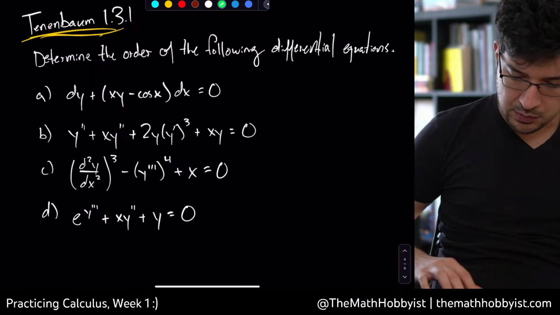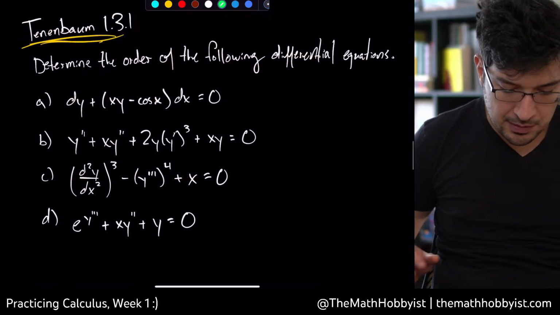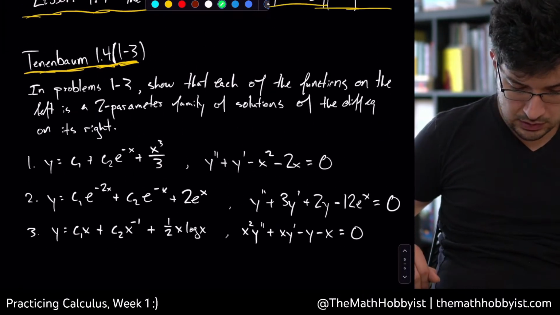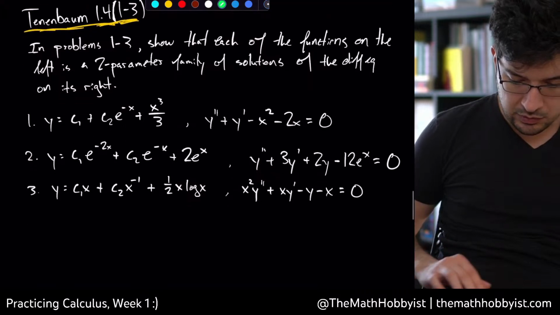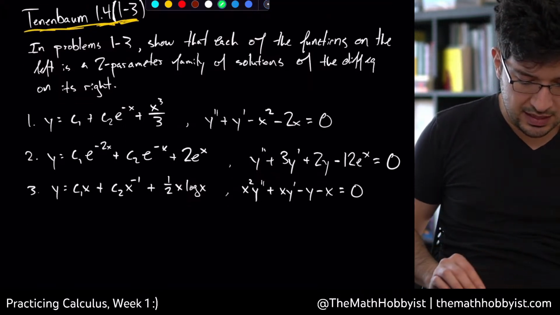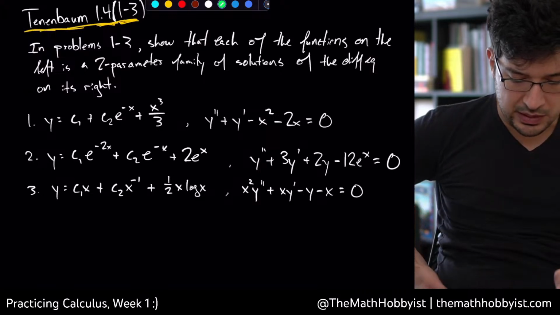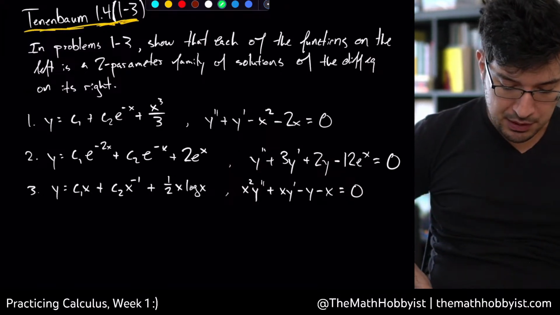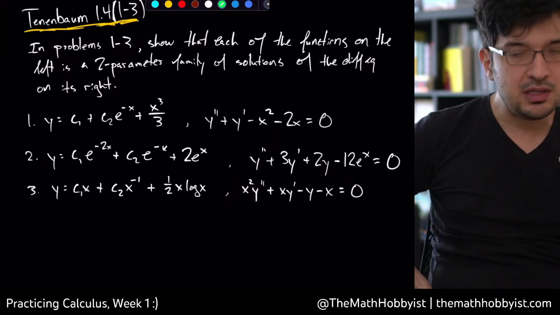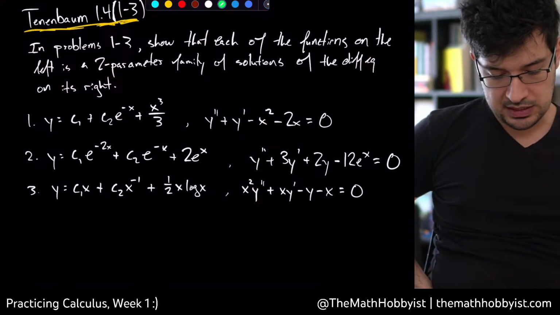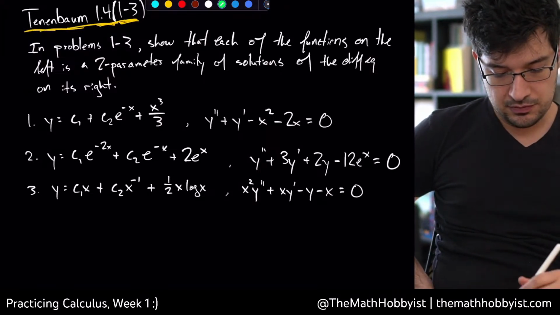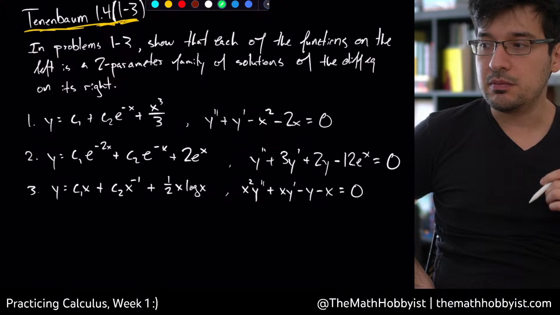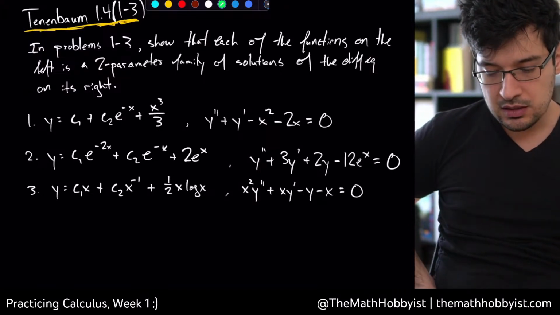And then later on, we're going to get to these fun types of problems, differential equations. Once we get to derivatives, we will see that this function y equals whatever satisfies this differential equation, y double prime plus y prime minus x squared minus 2x equals 0. So we'll see that the function on the left satisfies the equation on the right. That's where we're going.